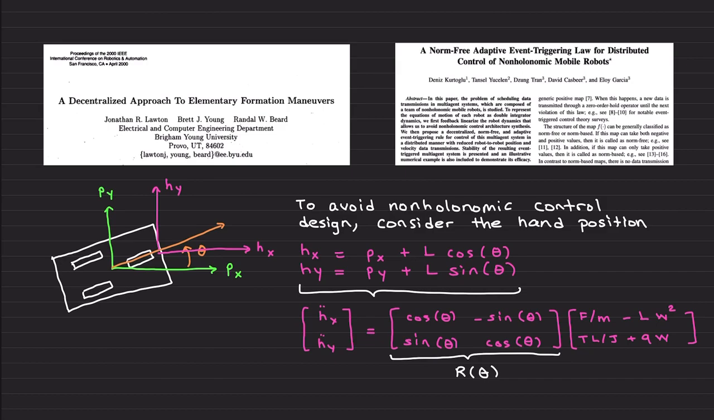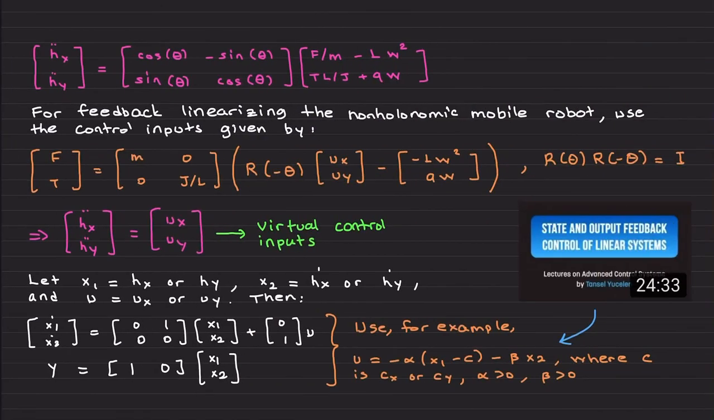So I'm now proceeding with the feedback linearization problem. I am taking the hand position of this vehicle and differentiating it two times. Then after some mathematical arrangements, you can easily write this as hx double dot and hy double dot. This is the rotation matrix multiplied by force over m, TL over J, and these two terms. Okay, let's move forward.